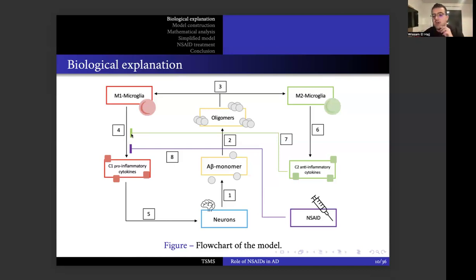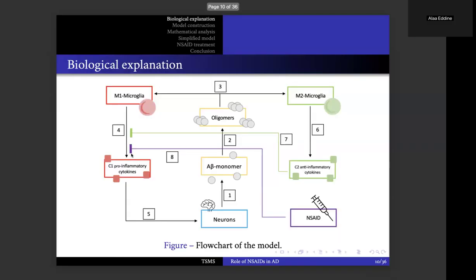In our model, we are going to add this NSAID, which is the drug. Here, we are going to consider it is taken as injection. It can be considered as pills, but they are not considered in this model. So injection, and simply because they are anti-inflammatory drugs, they will inhibit the production of pro-inflammatory cytokines. So the main goal of these drugs is to inhibit the production of pro-inflammatory cytokines.